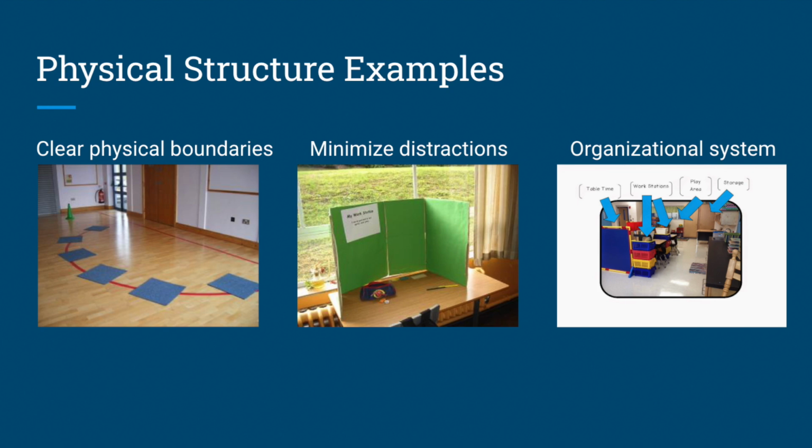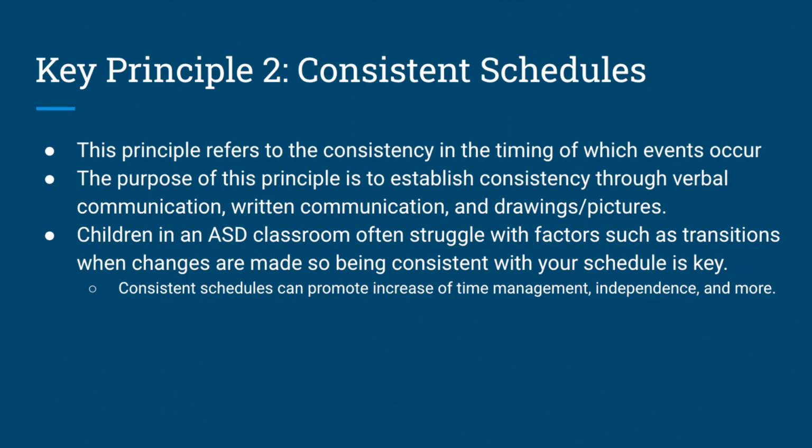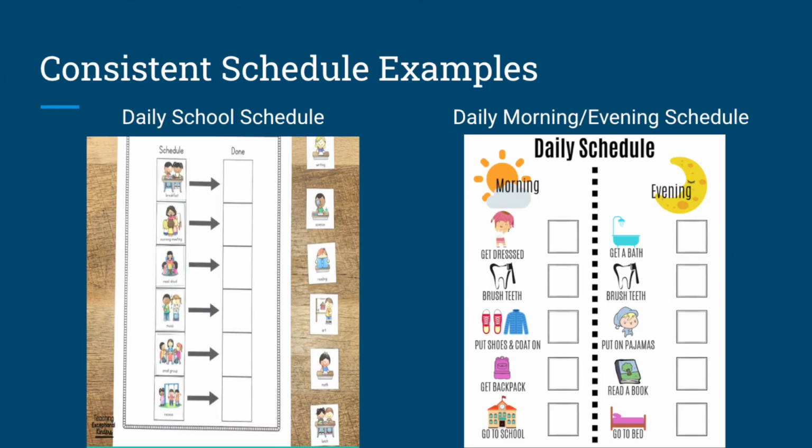The next principle, consistent scheduling, refers to the consistency in the timing of events and can be established through verbal communication, written communication, drawings, and pictures. Children with ASD often struggle with transitions and schedule changes. A consistent schedule helps the child gain independence, learn time management skills, and helps reassure the child of what activity is next. A physical daily school schedule and an at-home morning/evening schedule are consistent and communicate what is next in the routine. The ultimate goal of this principle is to help the child to accept subtle changes in their routines and learn flexibility.